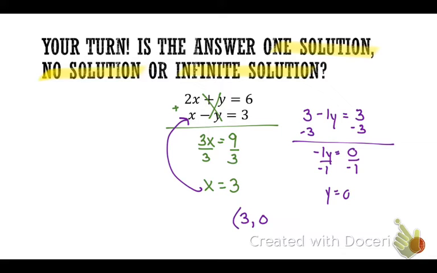3, 0. Right, you got to put it together. You can have 0 for a y value. Your x's and your y's did not cancel out. So you can have a value of 0 once you solve for y. This is one solution. All right, so you have to understand, if I can solve it, if I get an ordered pair, my answer is one solution.